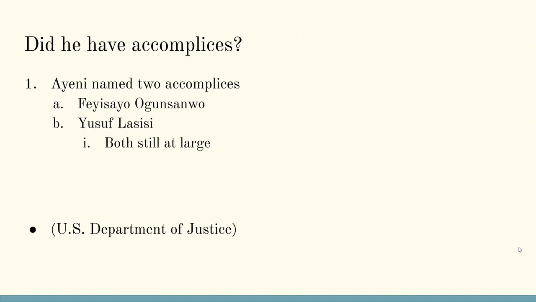So did he have accomplices? We think so. Ayeni named 2 accomplices, Feisayo Owensawo and Youssef Lassisi. Also, I apologize if I messed up those names. I'm not 100% sure how to pronounce them. And they are both still at large. They were not captured.